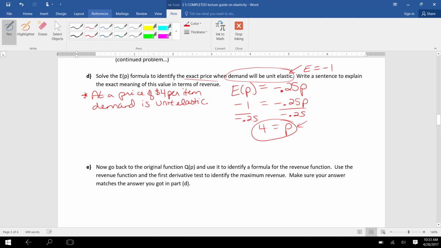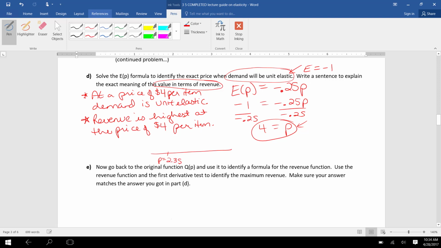What does that tell us about revenue? Well, it turns out the price that makes demand unit elastic is the price that makes revenue highest. On the previous page, in part B, it asks us to plug in a price of 2.35, and we found at a price of 2.35, demand was inelastic, meaning at a price of 2.35, if they raise the price 1%, revenue would go up.